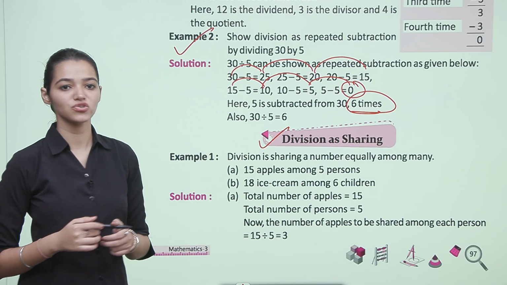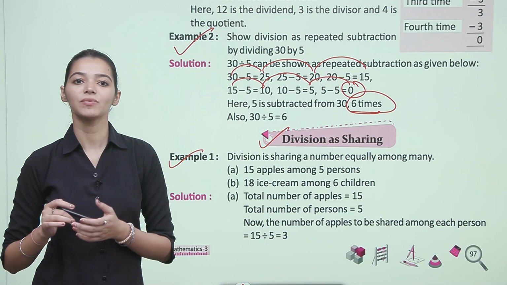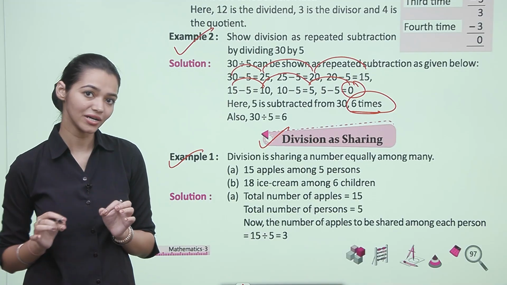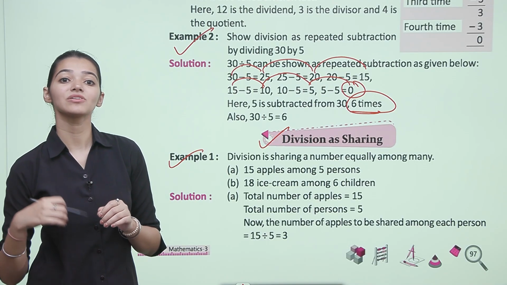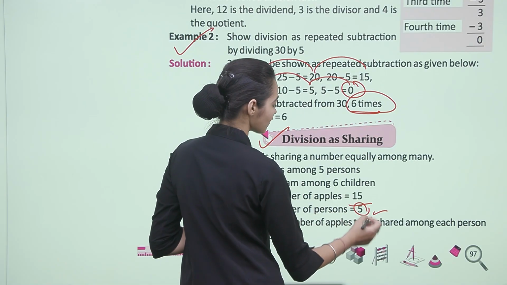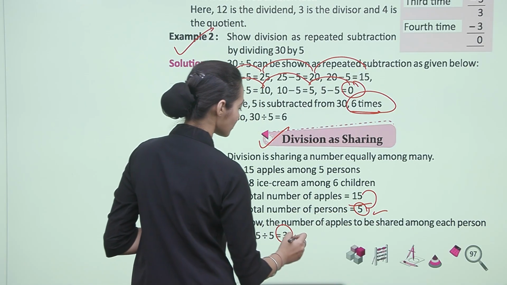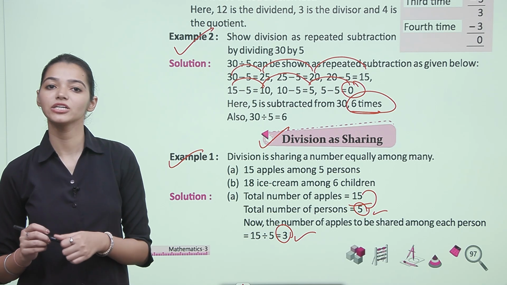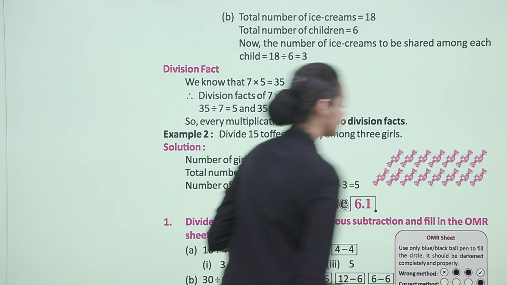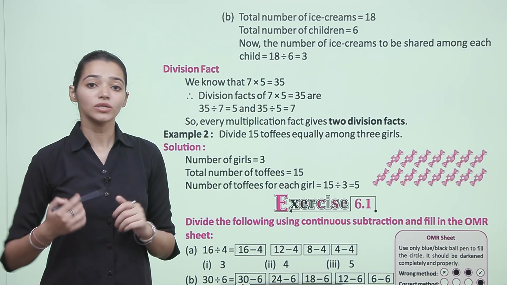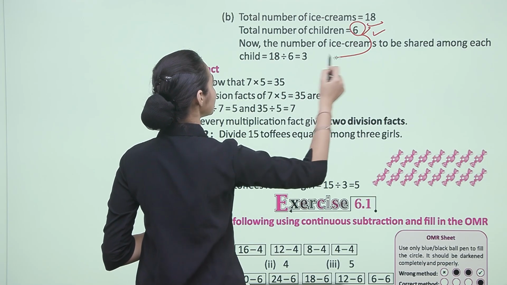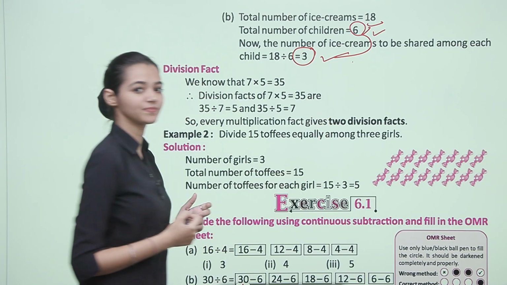Now division as sharing. Let's look at example number 1. We have to know that division is sharing a number equally among many. Now 15 apples among 5 persons, that means total number of apples is 15 and total number of persons is 5. So 15 divided by 5 is equal to 3. So number of apples to be shared among each person is 3. Now total number of ice creams is 18 and number of children is 6. That means each child will get 3 ice creams.